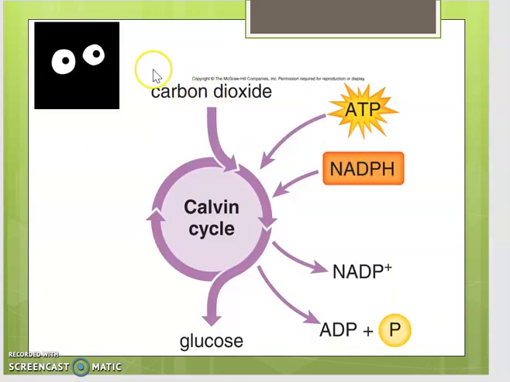So carbon dioxide is going to come into the cycle. We're going to use energy from ATP and NADPH, and we're going to use that in a cycle form to make glucose. We'll also produce NADP+ and ADP because we've used this energy, and they've been converted into what you see here on the bottom.